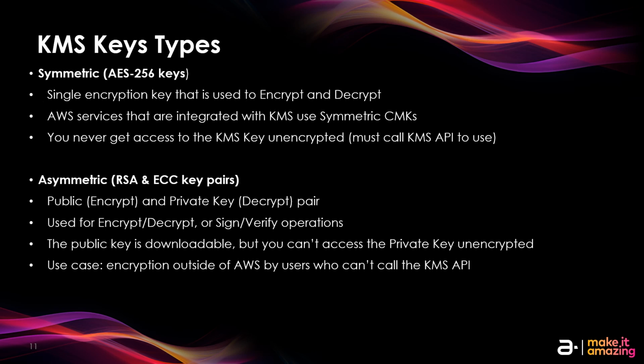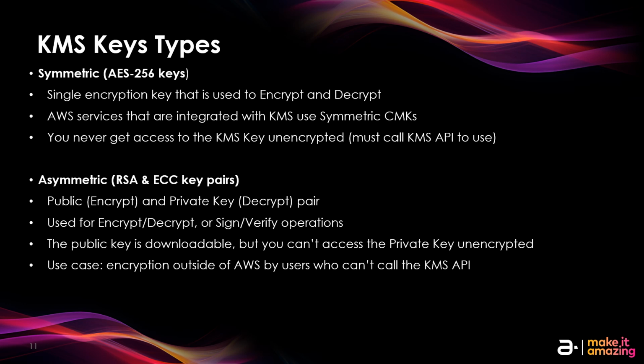KMS has two different key types, symmetric and asymmetric. Symmetric ones are called AES 256 keys. Here a single encryption key is used for both encryption and decryption, and AWS services that are integrated with KMS usually use symmetric client managed keys. You never get to access your KMS keys unencrypted.